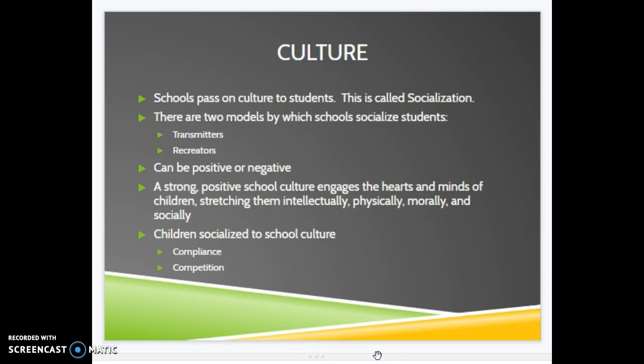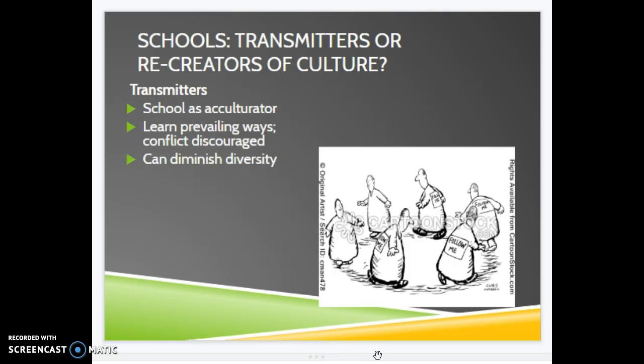So all these things need to be kept in the back of our minds when we're talking about schools, the culture of a school, the culture of your classroom, and the culture that the students are bringing in to the classroom. How do you explain to students the cultural differences? Okay, so you want to think about schools as either transmitters or recreators of culture, and what the positives and negatives are.